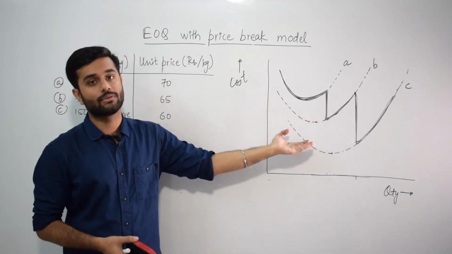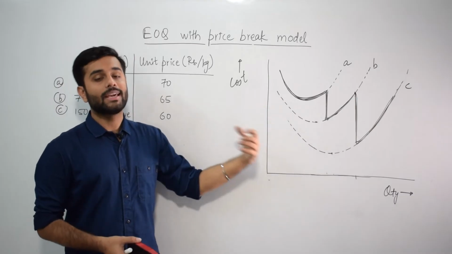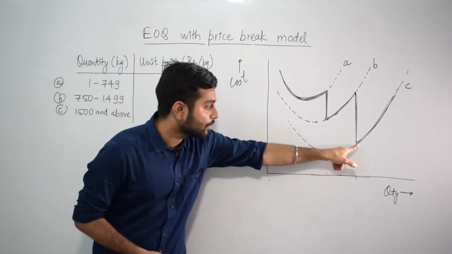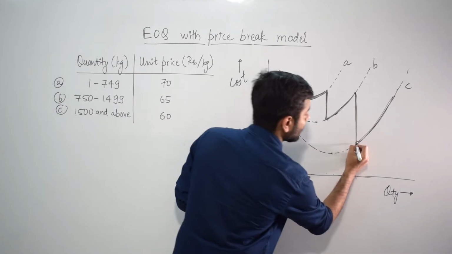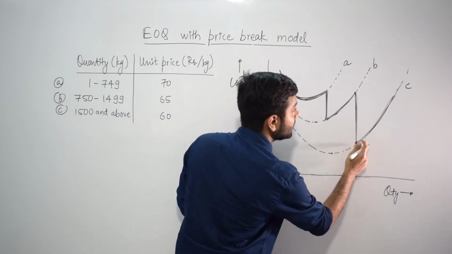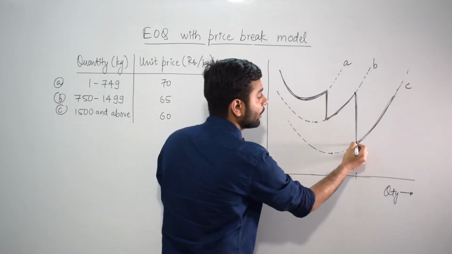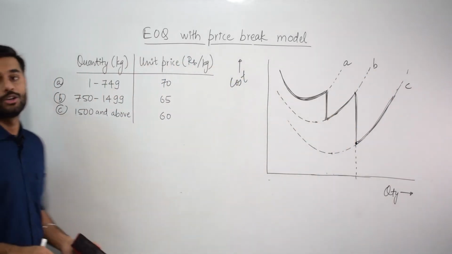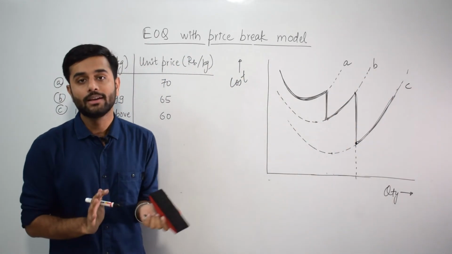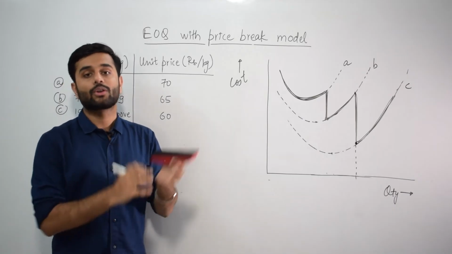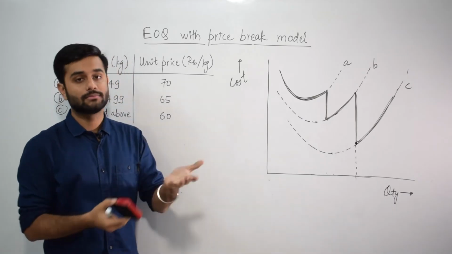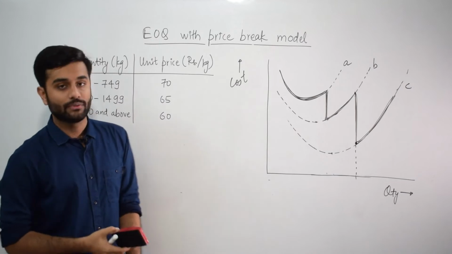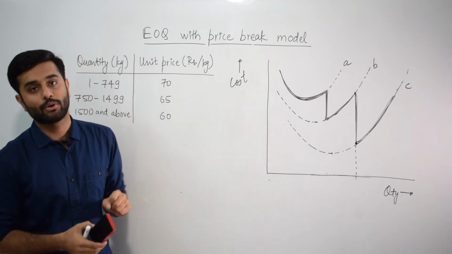As you have seen, I have not drawn it to scale, but if it was drawn to scale, this was the minimum total cost and it was representing which quantity? The point where the C slab was starting, it was starting at 1500. So 1500 would have been the quantity for which the total cost will be minimum. Obviously for this question it will be different. I'm just giving you an example of it.